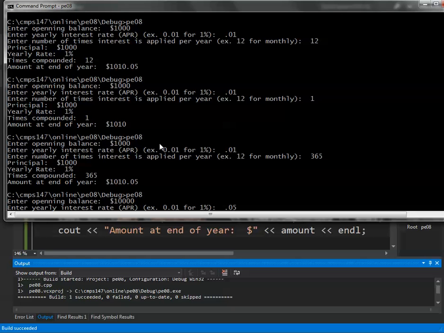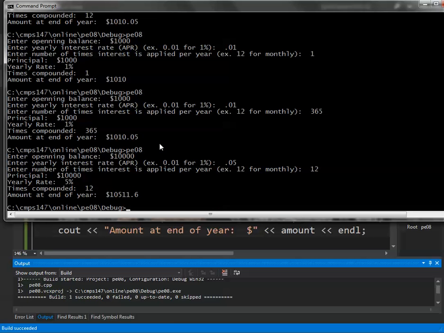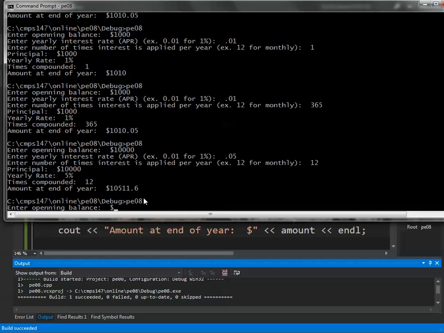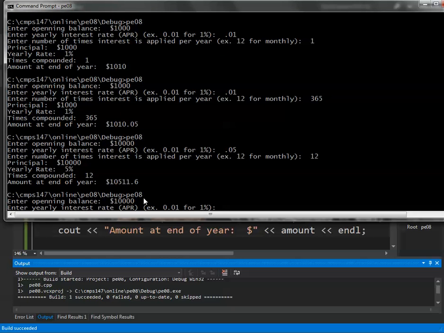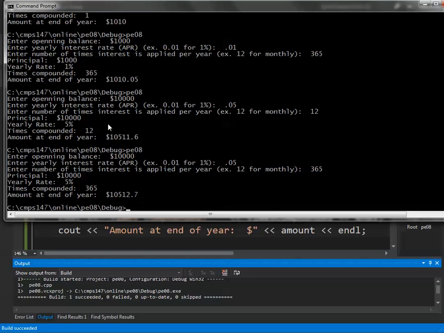Let's do 5% interest, and let's do it monthly. All right, well, we get $511.60. Let's do $10,000, 0.05, 5%, and let's do it 365 days a year. And yeah, so now we do see there is certainly a difference, a minor difference, but there is a difference nevertheless in terms of the amount of interest you will get.